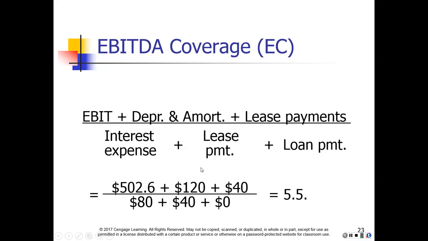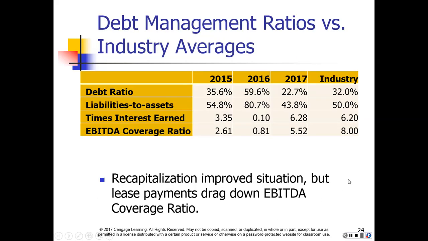Anyways, we take the EBIT 502.6, add the depreciation 120,000, add lease payments 40,000, and divide that by interest expense of 80,000 and lease payments of 40,000. There are no loan payments due this year, so that's a 0, and we get an EBITDA coverage of 5.5 times.